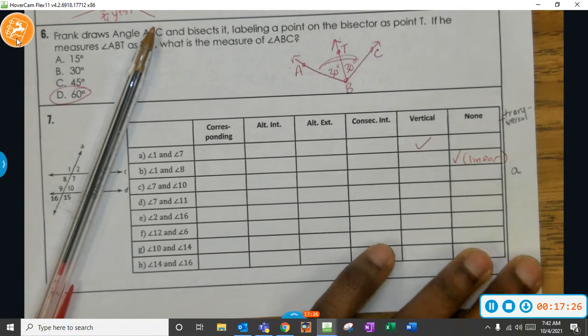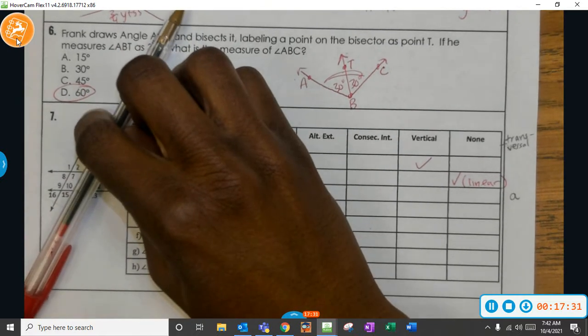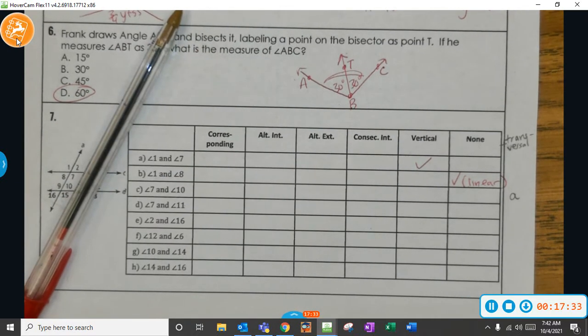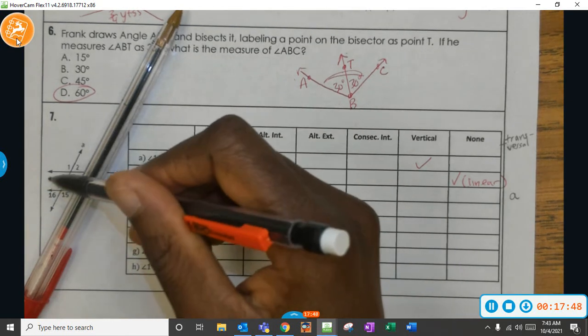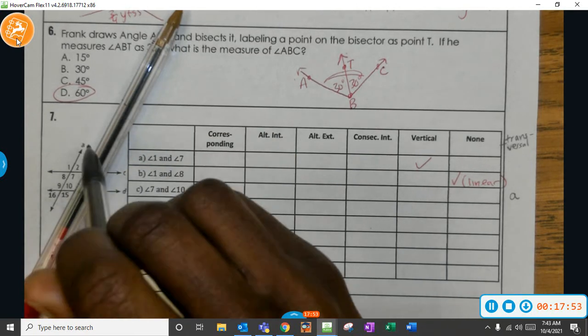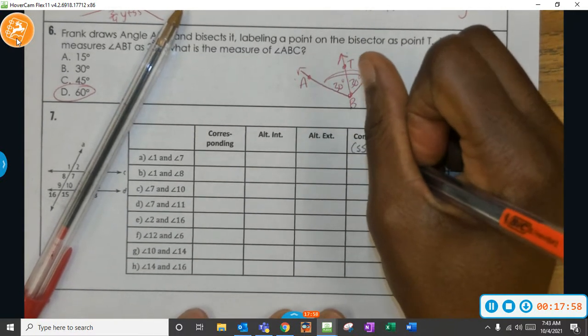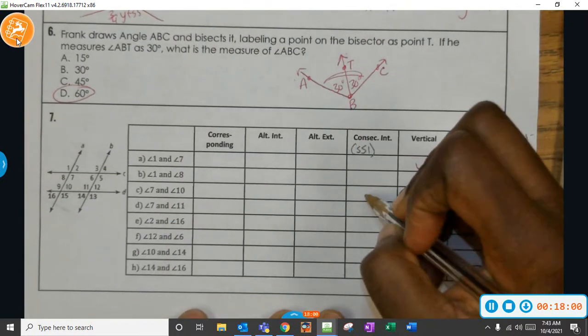I didn't have a transversal for the other 2 because they were on the same vertex. Now for 7 and 10, if I look at A only and ignore B, I need to ask myself 2 questions. Are the angles both inside or outside? That's the first question. And the second question is, are they on alternate sides of the transversal or the same side? These are inside of the 2 lines, C and D. They're interior. And they're on the same side. They're both on the right of line A. So they're same side interior, which is consecutive interior.